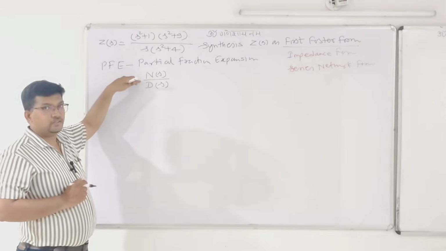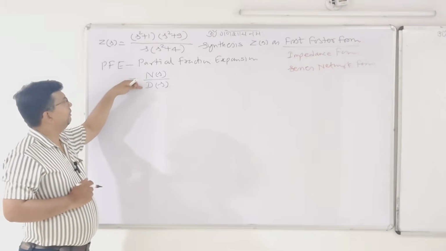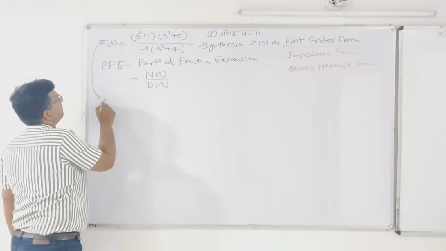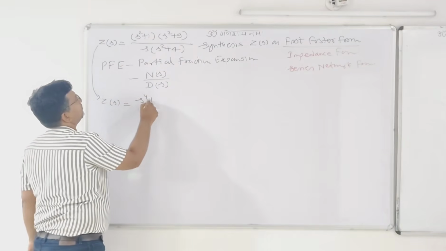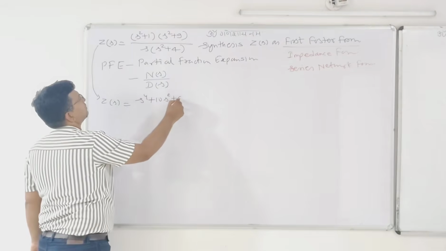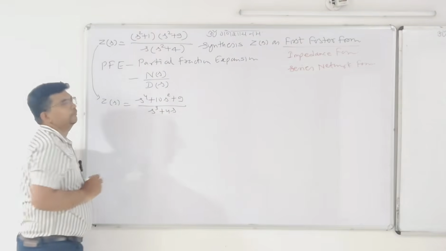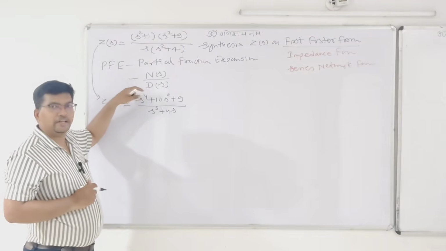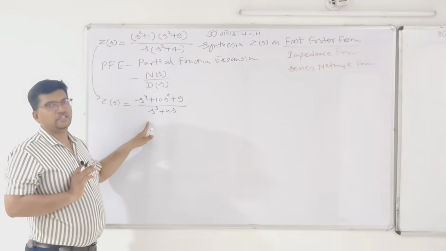And if this condition is not satisfied, we will first divide the numerator by the denominator. For example, in our case, when we expand Z(s), we get (s^4 + 10s^2 + 9) upon (s^3 + 4s). So here the numerator power is greater than the denominator power, so we can't directly apply the partial fraction.